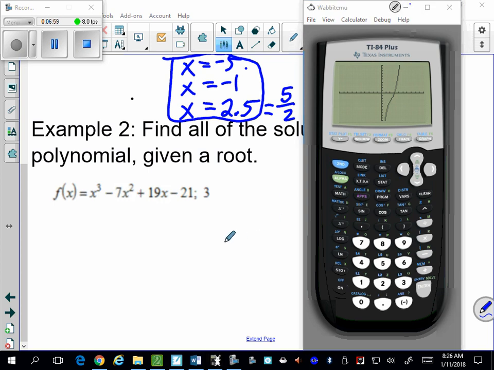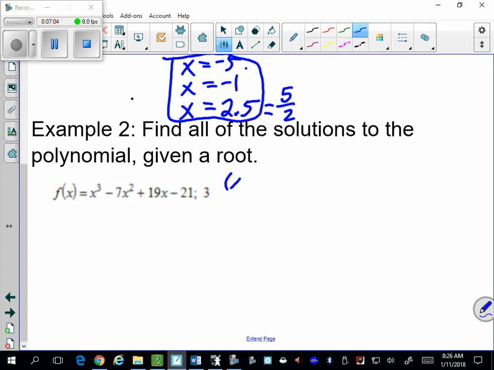So your x-intercept's at 3. Your factor is x minus 3. So we're going to take the x-intercept, 3, and put it in our little box. Look at the coefficients of your polynomial. So 1, exponents are going down by 1. X is 0, so we're not going to represent any of the terms with 0. We just take the coefficients. So 1, -7, 19, and -21. Bring down your first term.